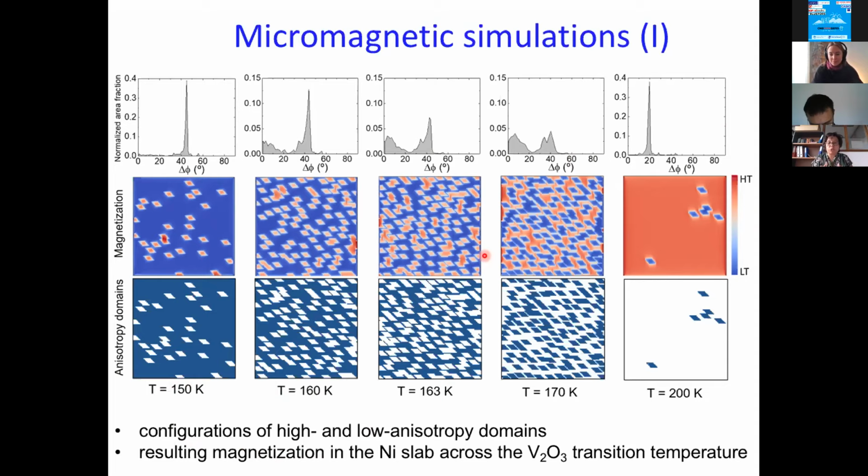We can, of course, extract the histograms from these simulations, and again, we reproduce that we have sharp distributions at the high temperature and low temperature, while the distributions are very broad across the transition. Again, a signature from the simulations of this coexistence of these two phases imprinted by the interface with the V2O3. In this case, the rotation is not as pronounced as in the experiment, but it's roughly 20 something versus 30 something. But here, as you see, our domains are simulated in the shape of rectangles, while our actual experimental domains have different shapes.